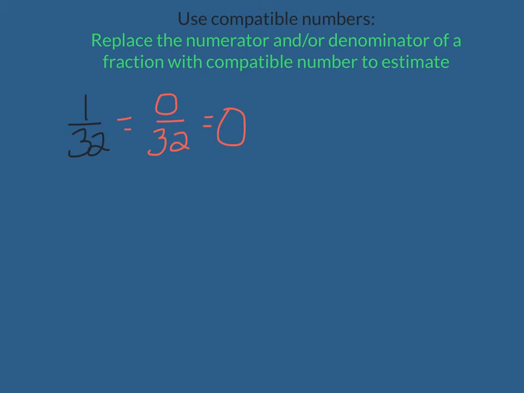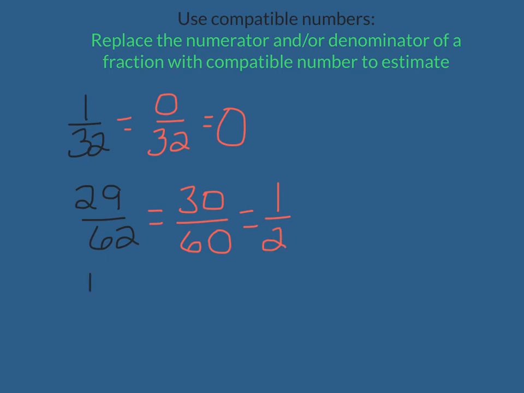If I have 29/62, in my head I go, 29 is super close to 30, and 30 goes evenly into 60. So I can use those compatible numbers, a 30 and a 60. And I know that 30/60, that's 1/2. 30 is half of 60.